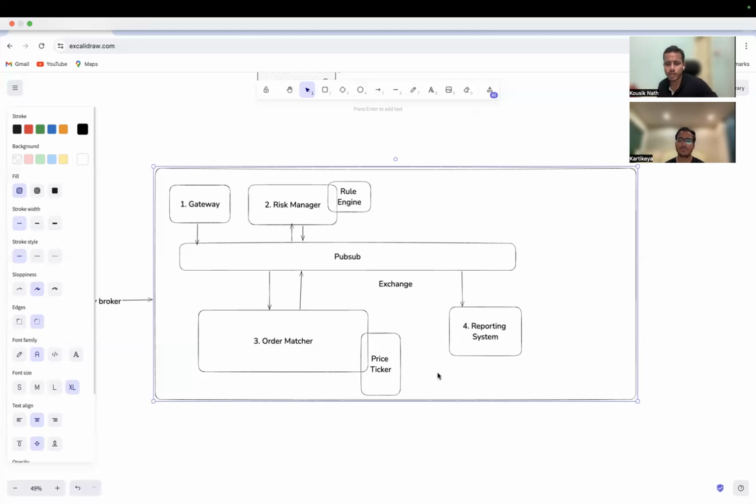And for price ticker, definitely UDP works. I mean, even if you miss some price ticking data, who cares? Nothing will happen, right? Maybe for the reporting system also it works, but I would still say for the reporting system, maybe API looks like a good option. Or maybe, as you said, SSE looks like a good option because we don't want to miss any data from the reporting system, right?